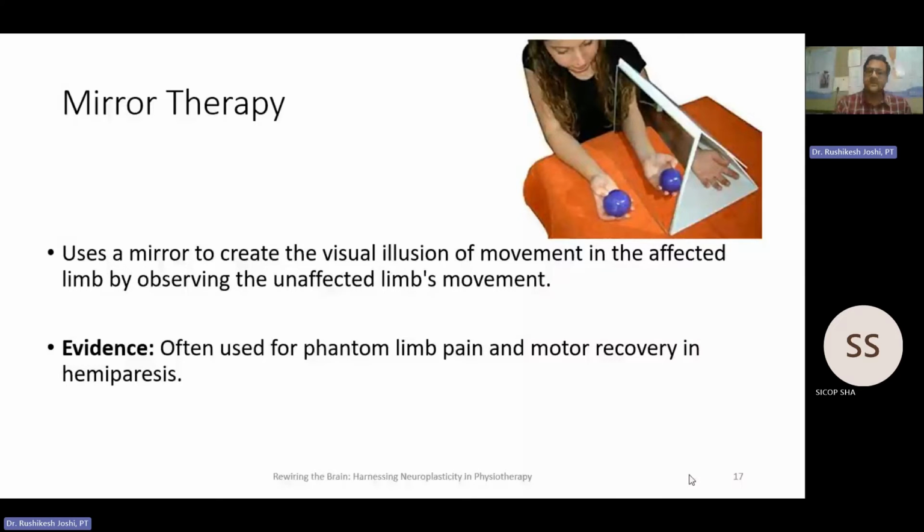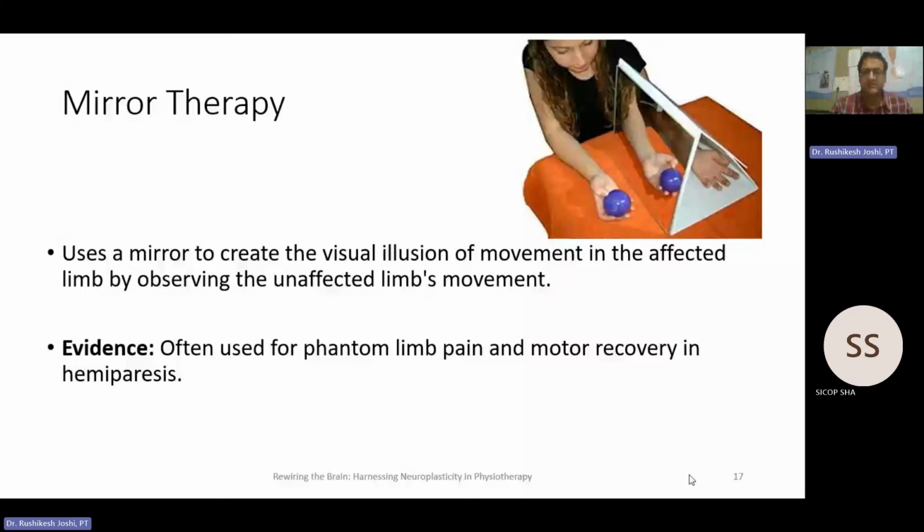So again, this is working on the basis of neuroplasticity. So that is one of the therapies I would like to share. Even the functional electrical stimulation. I hope everybody knows functional electrical stimulation.